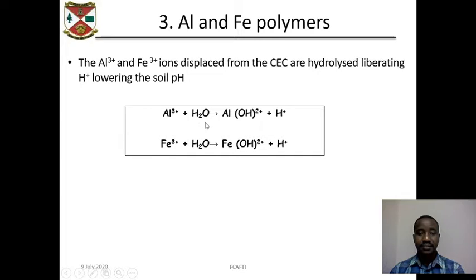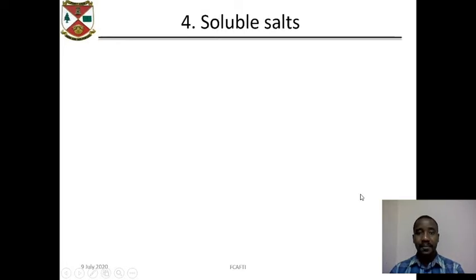This hydrogen ion comes from this water molecule. This is a similar reaction, but now water reacts with iron to form iron oxide plus hydrogen ion. The fourth one is soluble salts.